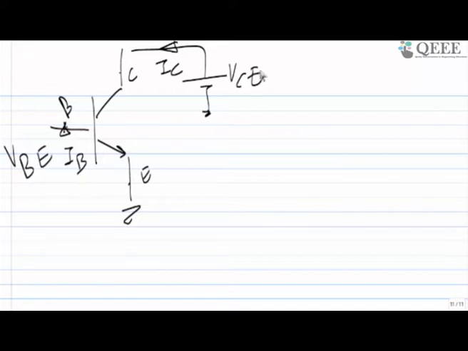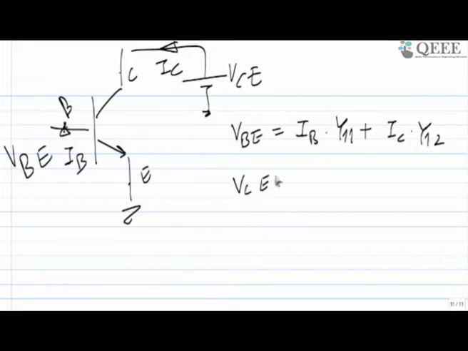So in total, the network looks like this. VBE is equal to IB times Y11 plus IC times Y12. VCE is equal to IB times Y21 plus IC times Y22. And if I want to find out Y11, Y12, Y21 and Y22, it can be found as follows.